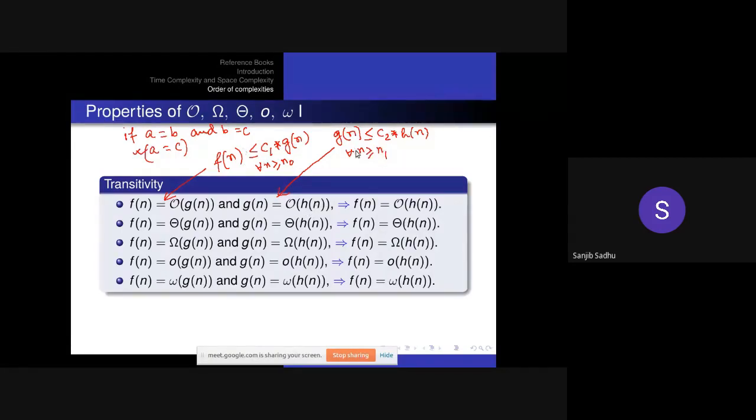Now from these two I can write that Fn is less than or equal to C1 into Gn, whereas Gn is less than or equal to C2 into Hn. So I can write C1 into C2 into Hn for all values of n greater than or equal to the maximum of n naught, n1. Is it clear? Is it true or not?